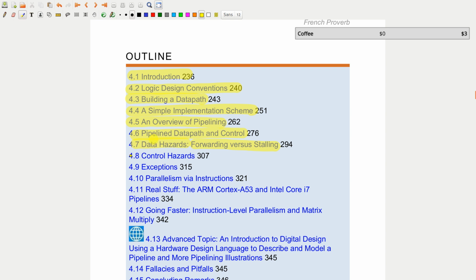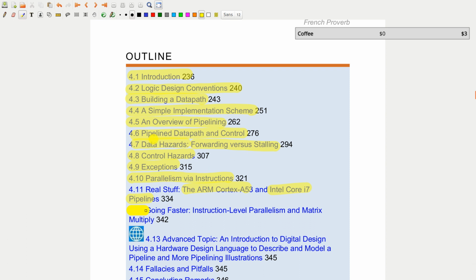We'll look at other things such as control hazards, what happens with things like exceptions, and then we'll go into a couple more advanced topics like parallelism via instructions. So this is going to be that instruction level parallelism. And then we're going to look a little bit at the ARM Cortex-A53 and then the Intel Core i7 pipelines. So pipelines of things that are in practice, not just say the RISC-V pipeline that we might be designing in this book. So something that's a little more complex.